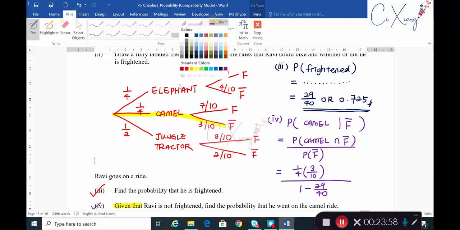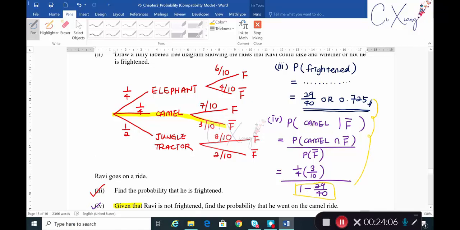Alright, so this part, not getting frightened, is actually from here. It's the complement event for getting frightened, right? Therefore, you can straight away take 1, the total, minus 29 over 40. So this is what we have for our conditional probability in this example. If you simplify this, you should be able to get 3 over 11.